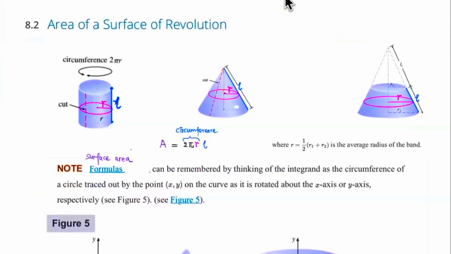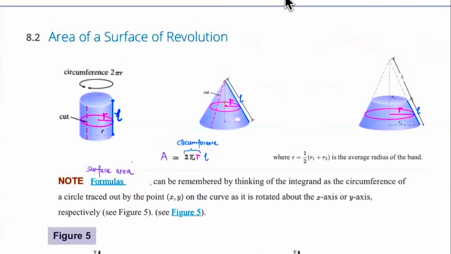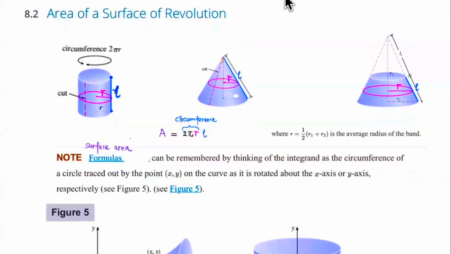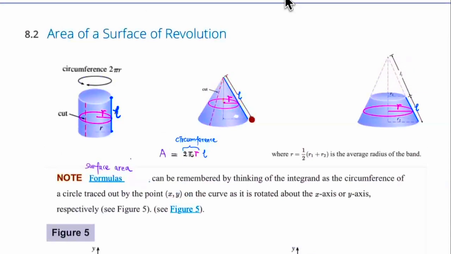In 8.2, we talk about the area of a surface of revolution. We first got the formula for any of those surfaces of revolution. It's going to be 2 pi r times L. What is the r there? This r here is the radius of the surface in the middle. See here in the middle of this tube, this is r. In the middle of this cone, this is r there.